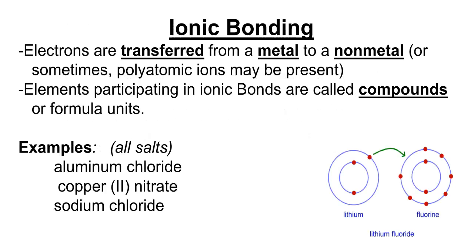So to begin with, let's review a little bit about ionic bonding. In an ionic bond, electrons are transferred from a metal to a nonmetal, or sometimes polyatomic ions may be present. Remember, we can find those on our periodic table in the little box on your periodic table. And in an ionic bond, the substances that form are called compounds or formula units. Some examples are every single kind of salt, including table salt that you eat, aluminum chloride, copper 2 nitrate, and sodium chloride.